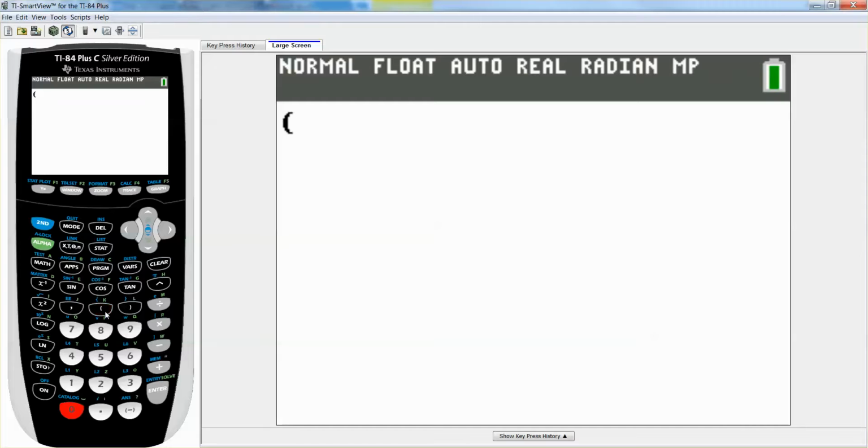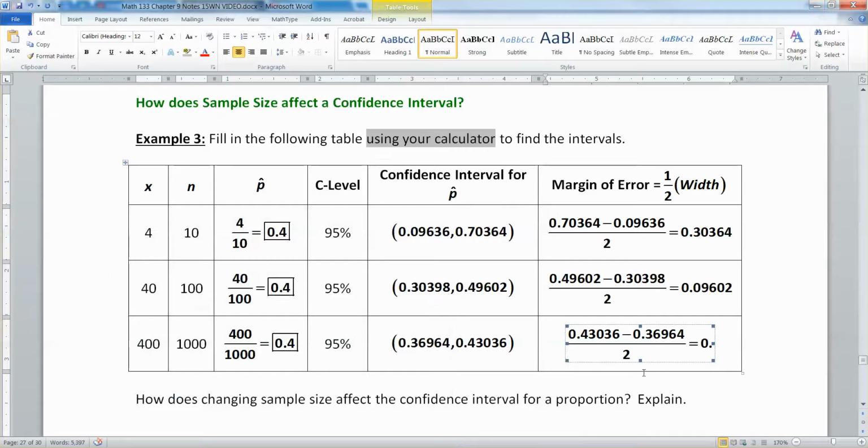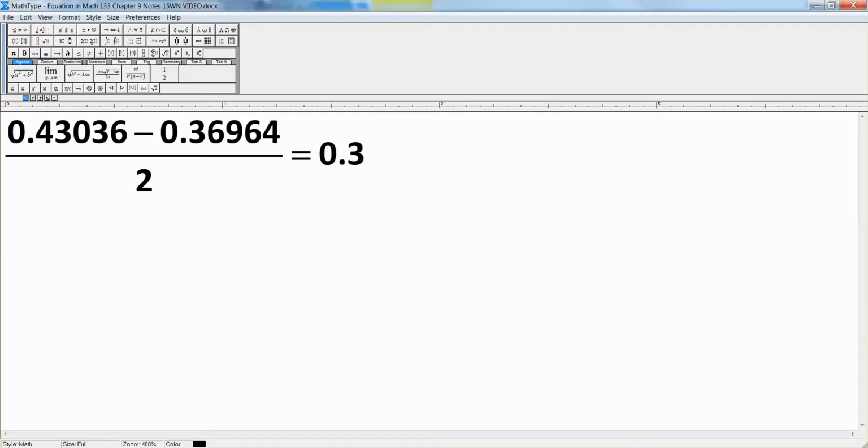Which would be parentheses 0.43036 minus 0.36964, close parentheses, divided by 2, and I get 0.03036, which shouldn't be any shock because you see the 3036 added on to this. And there we have it.